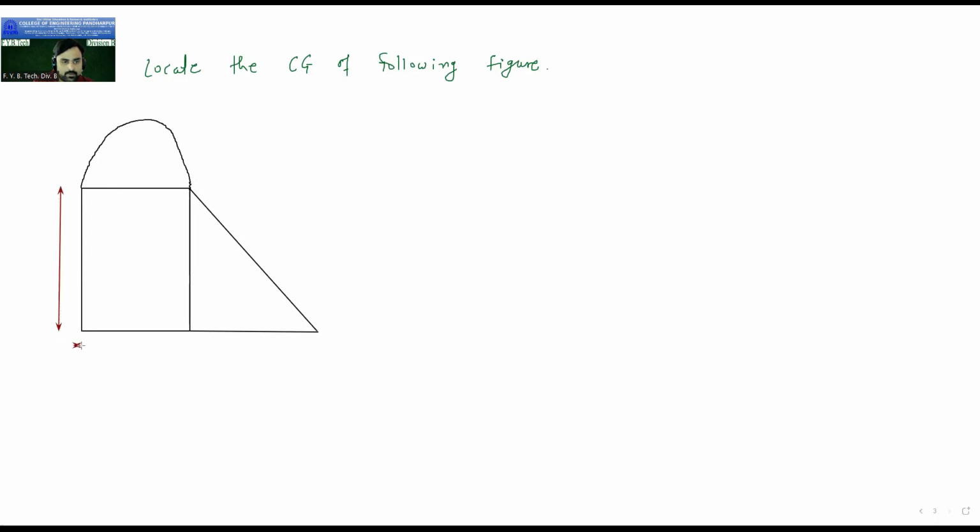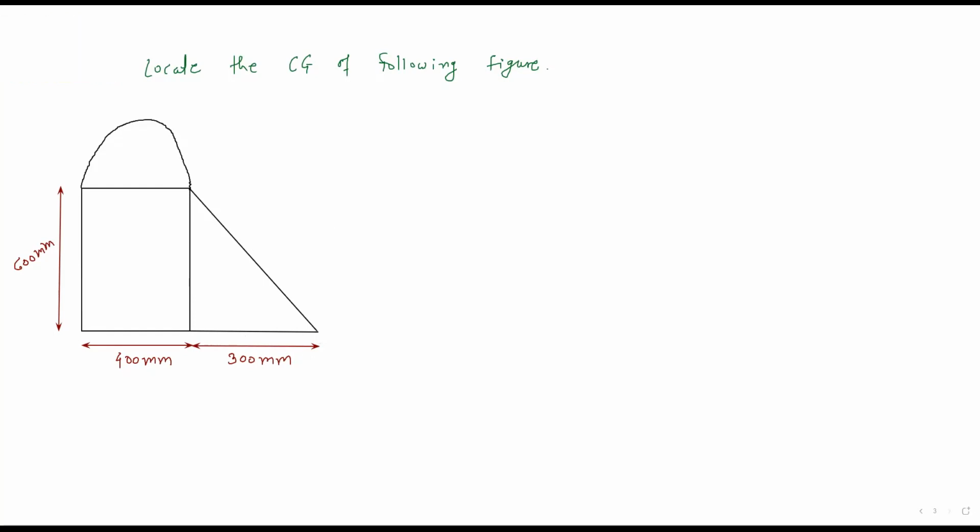this is 600, this is 400, and again this is 300. Okay, this is 600 mm, and this is 400 mm, and this is 300 mm. Now locate the centroid. Try to solve it by yourself. Solve this example. I will give you 2 to 3 minutes. Solve it. Otherwise, I will solve.